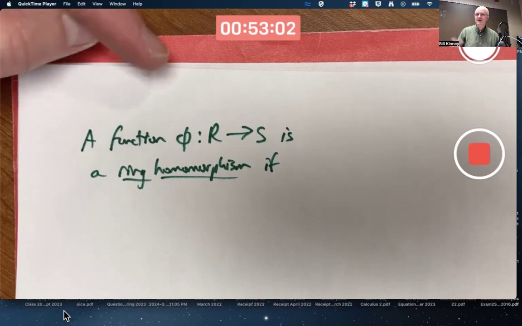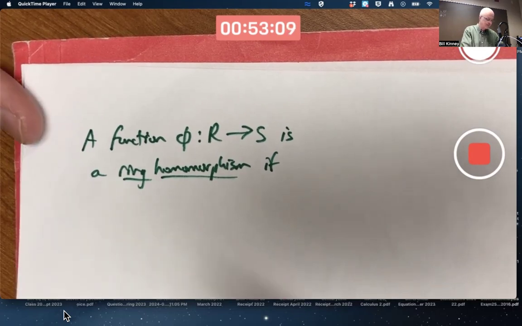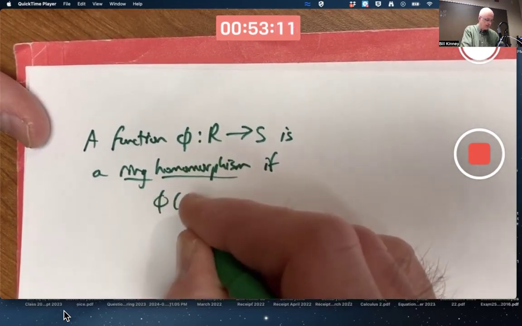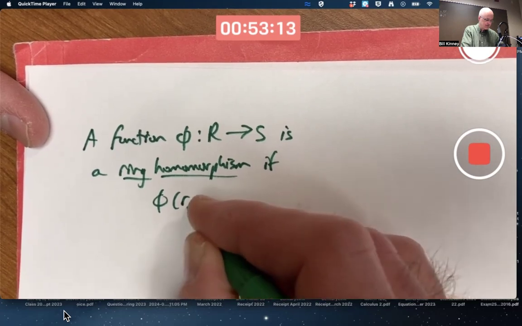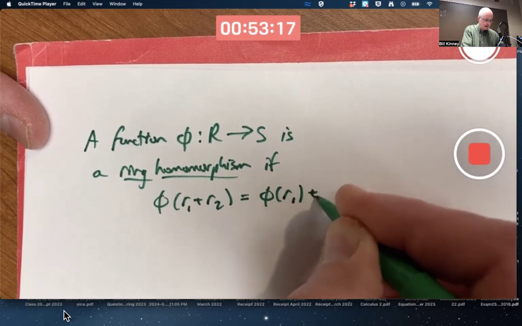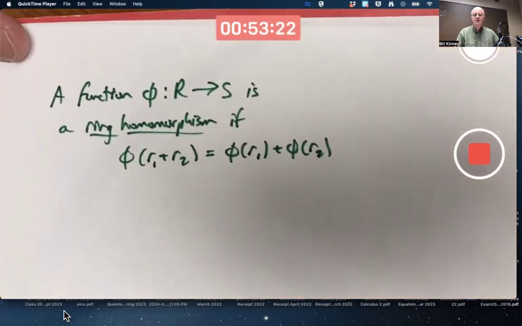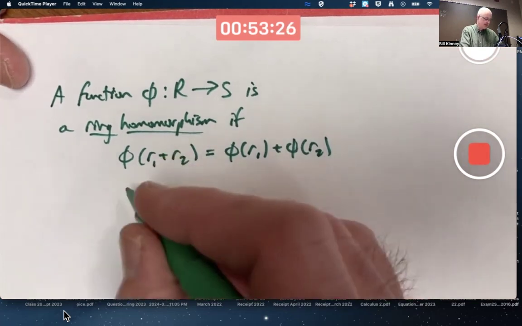But remember, with rings, there's two operations. There's two operations to preserve. Yes, you would want them both preserved. So there's two equations to write down. One with respect to addition: phi of R1 plus R2 is phi of R1 plus phi of R2.